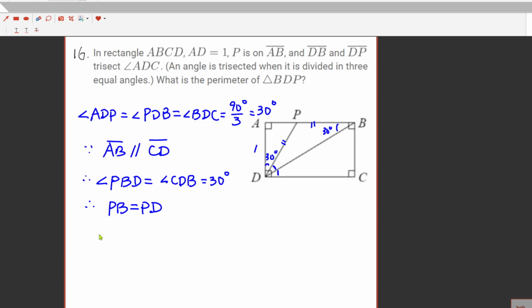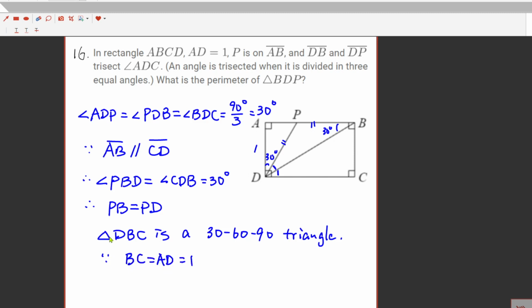And also note that triangle DBC is a 30, 60, 90 triangle. And because BC equals AD equals 1, we have BD. So if this one is 30 degrees, in a 30, 60, 90 triangle, we know the hypotenuse must be twice the shorter leg, right? So this length is 2. So BD equals 2, right?